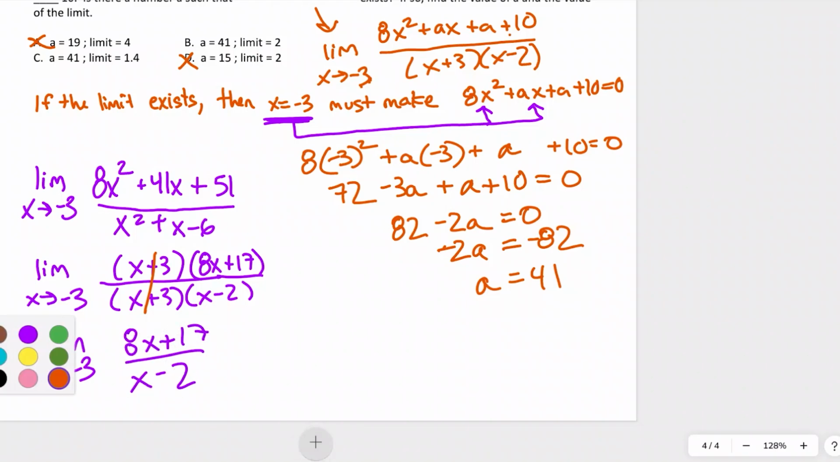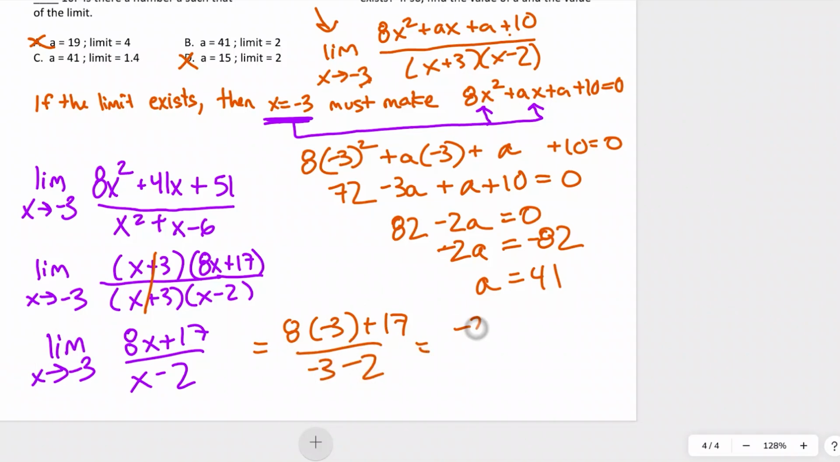Okay, the limit as x approaches negative 3 of 8x plus 17 over x minus 2, and now we can substitute in that negative 3. So this is going to equal 8 times negative 3 plus 17 over negative 3 minus 2, which is negative 24 plus 17 over negative 5. Oof, all these negatives. All right. So, what's 24 minus 17? That would be 7. So this is going to be negative 7 over negative 5, which is 7 over 5, which is 1.4. Boom. We got it.